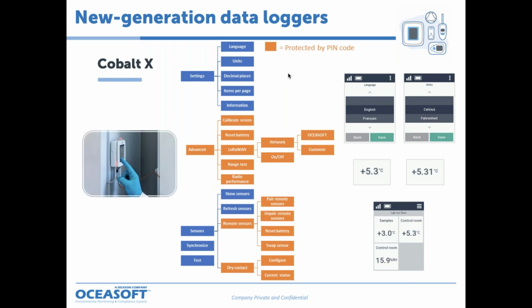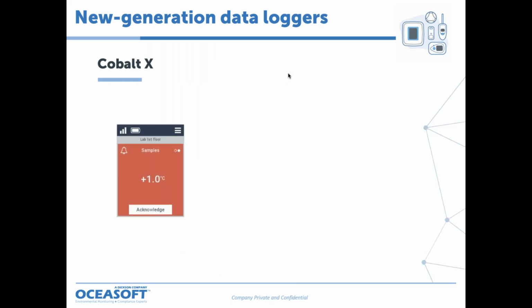Each user has their own PIN code in the system, and that PIN code can be used to acknowledge an alarm directly on the screen of the Cobalt X without having to log in to the OCEAView application. So if the Cobalt X has an alarm, it has an outer translucent ring that lights up in color, and if it's running on AC power, there's also an alarm sound.